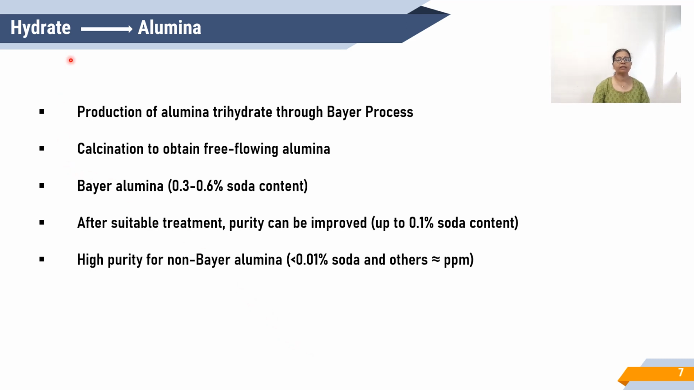So how does hydrate convert into alumina? Basically, the alumina trihydrate, when it is calcined to around 1100 degrees centigrade, goes for the production of metallurgical grade alumina, which finally goes into the smelter. It is also calcined to get a soda content of 0.3 to 0.6%. After suitable treatment, this 0.3 to 0.6% reduces to 0.1%, and then it has various applications in abrasives and refractories. While the high purity alumina, which is produced from Bayer alumina, has a soda content of less than 0.01%, and the other impurities are present at ppm level.